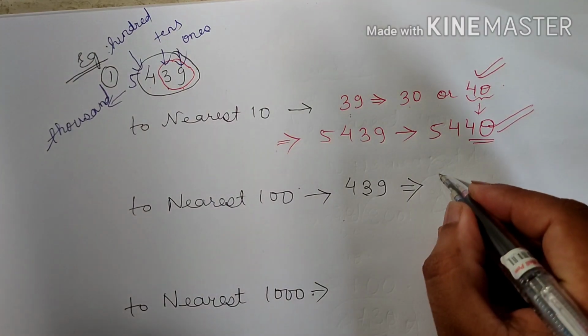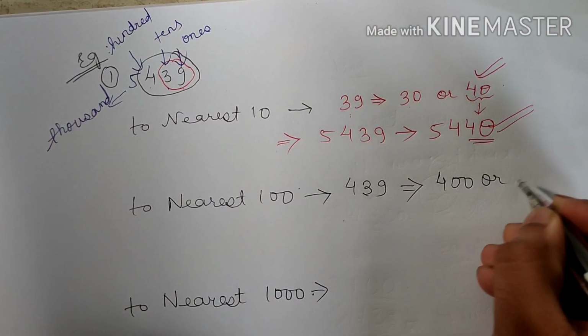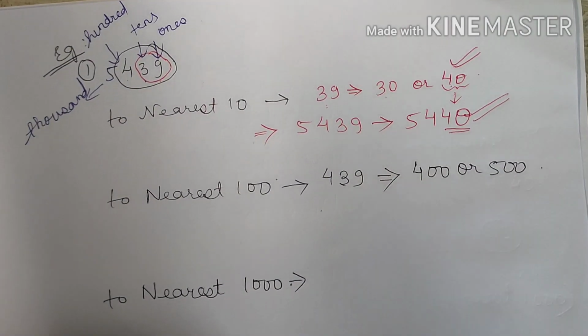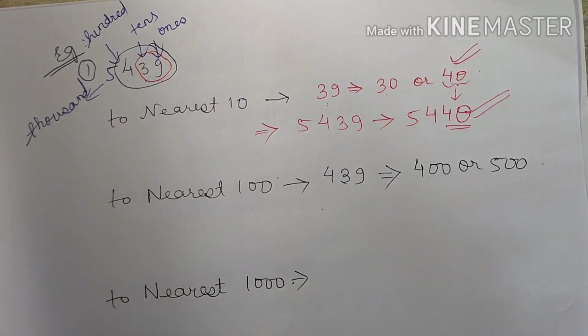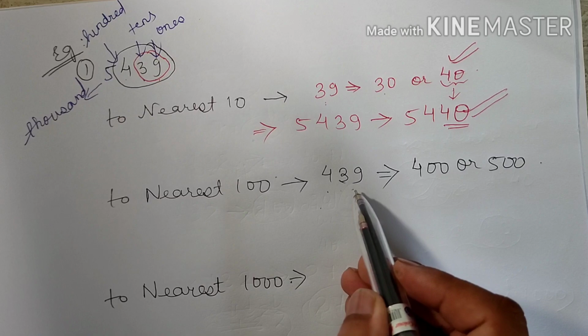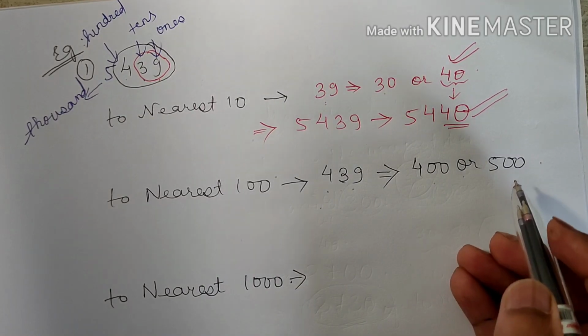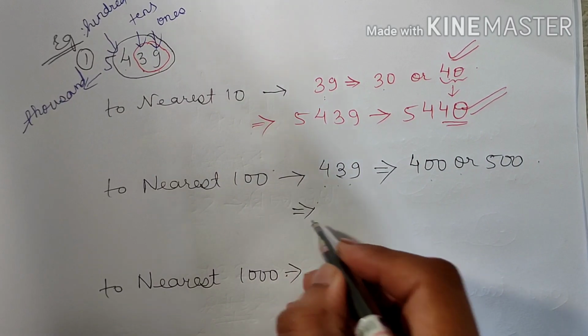So it will lie between 400 and 500. As I told you, for hundreds you have to see 100, 200, 300, 400, 500, 600, 700, 800 and 900. These are all the hundreds. So this 439 lies between 400 and 500. Okay, so now finally let's round it off.